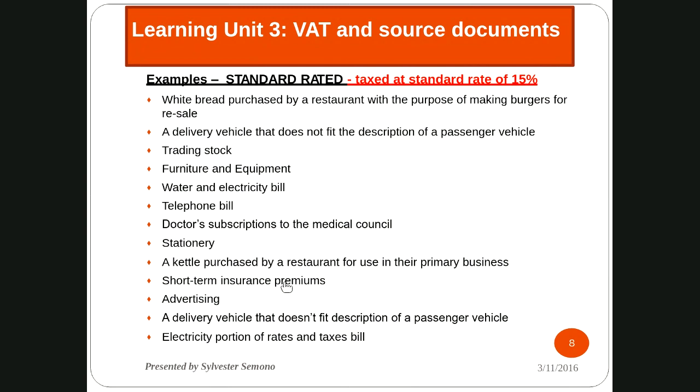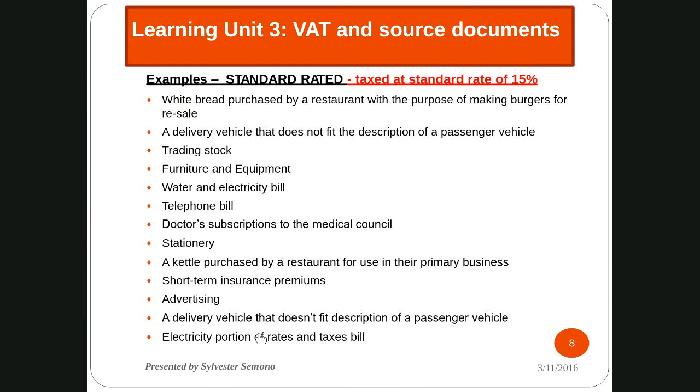As you can see here, white bread, we've got delivery vehicles, we've got trading stock. Can you see? Most of the items are taxable or vettable. So go and familiarize yourself with this. These are just examples. Water and electricity, telephone, doctor, subscription to the medical council, stationery, cattle purchased by the restaurant for the use of primary business, short-term loans, advertising, delivery vehicles, does not.